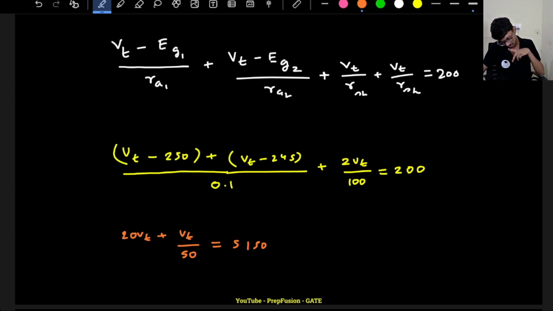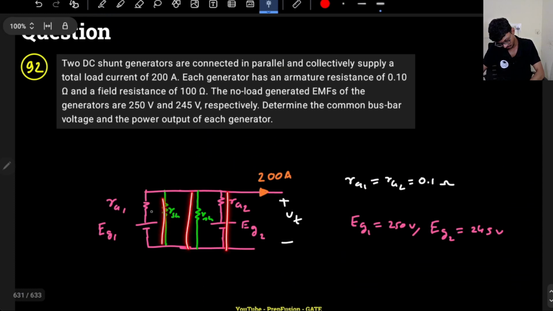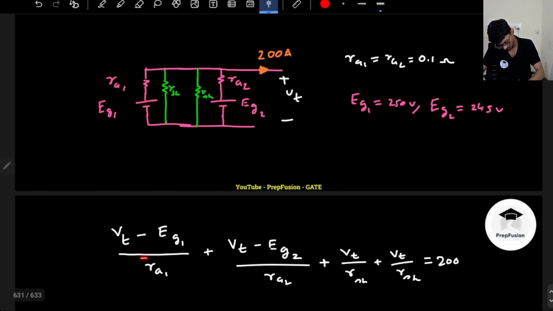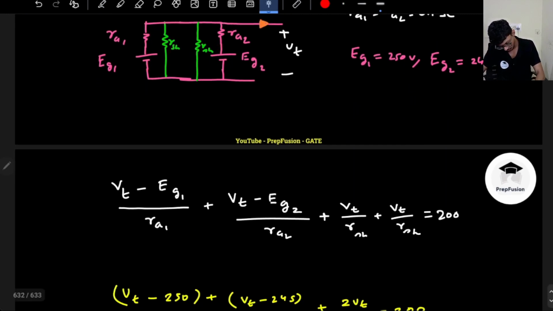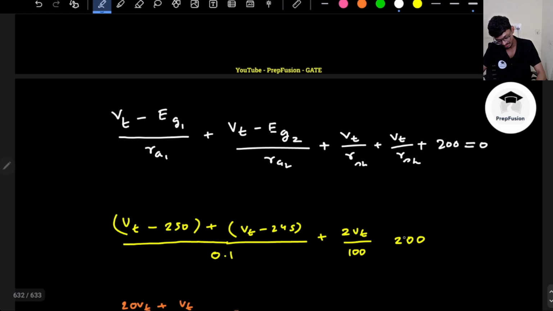Okay, one mistake I have done. All these are outgoing currents. I'm assuming this to be outgoing, this to be outgoing, so this also should be outgoing. Sorry, I am applying KCL wrong. So the Eg terms will be negative actually. So this will be a negative value.